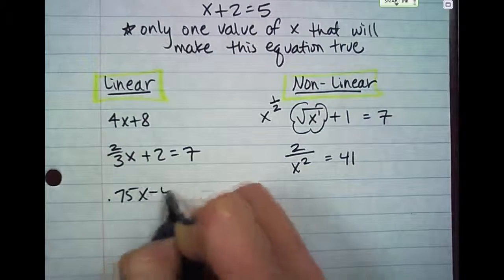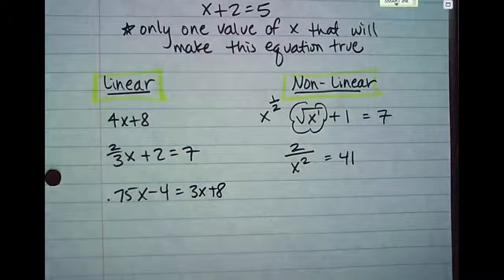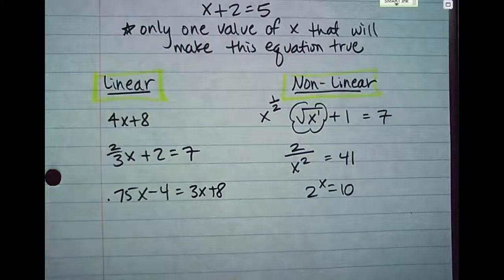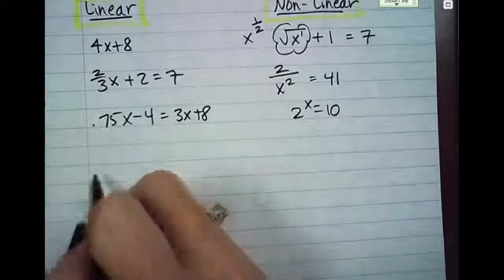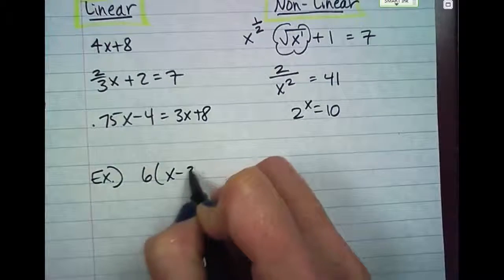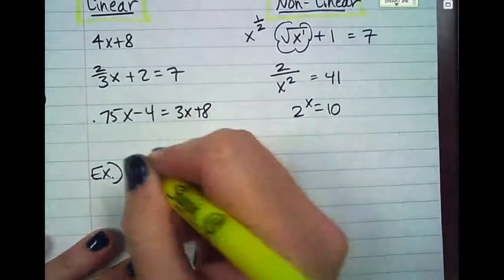0.75x minus 4 equals 3x plus 8. That will be a straight line, right? Highest power is 1. Versus this one, 2 to the x equals 10. You may know the name of something that has an x as an exponent. We studied it. Exponential. Excellent. Okay, so here are a few problems. This is just review. And the question is to solve them.